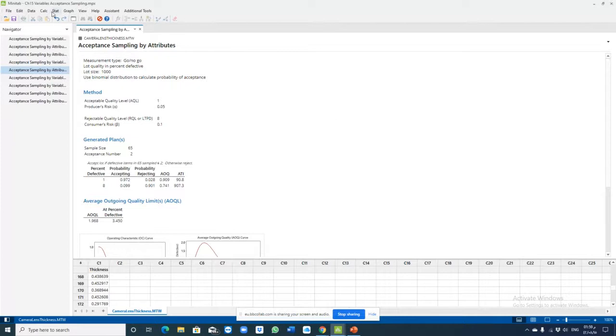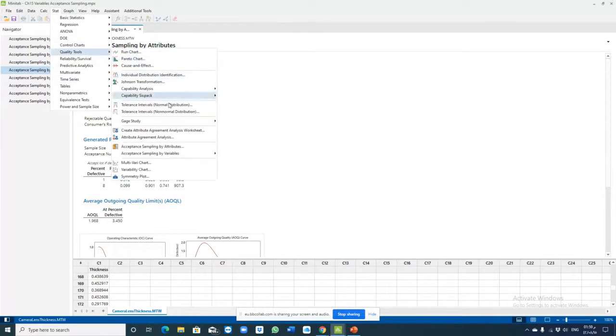We have variable data. The thickness size, it's a variable data. So we go to the quality tools and we go to the variables, not the attribute, because the thickness is by inches and these are variable data, not a percentage of accepting defectives only. And we do the same, create sampling plan, but for the variables.